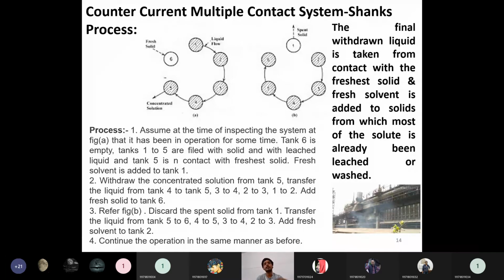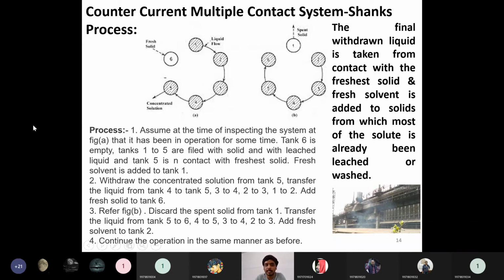What happens means the solids, the solid content inside tank 1, the solids are not moving here at all, only the solvent is moving. The solids which are in tank 1 are just thrown out. Okay, they are spent solids, they are thrown out.